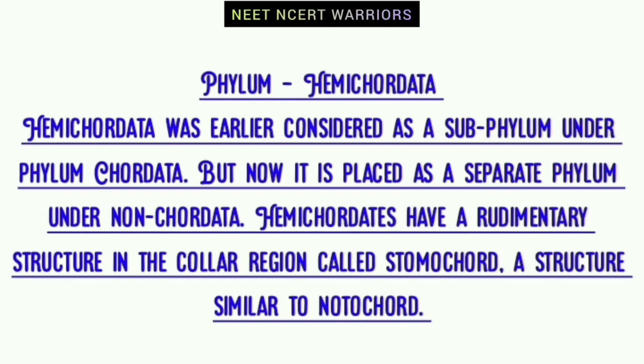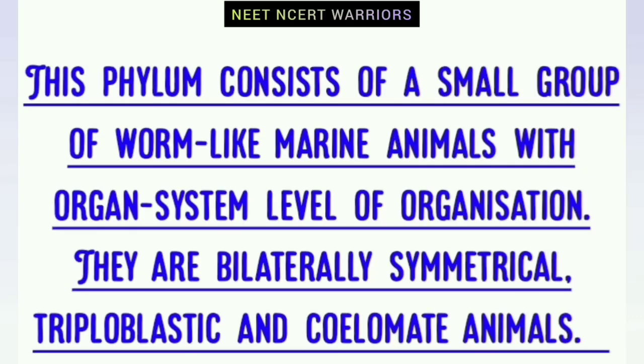Phylum Hemichordata. Hemichordata was earlier considered as a subphylum under phylum Chordata, but now it is placed as a separate phylum under non-chordata. Hemichordates have a rudimentary structure in the collar region called stomochord, a structure similar to notochord. This phylum consists of a small group of worm-like marine animals with organ system level of organization. They are bilaterally symmetrical, triploblastic and coelomate animals.